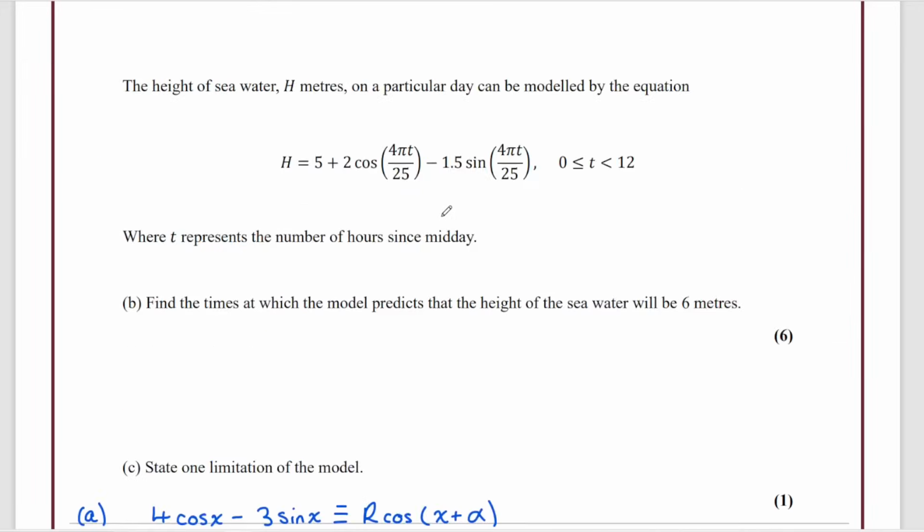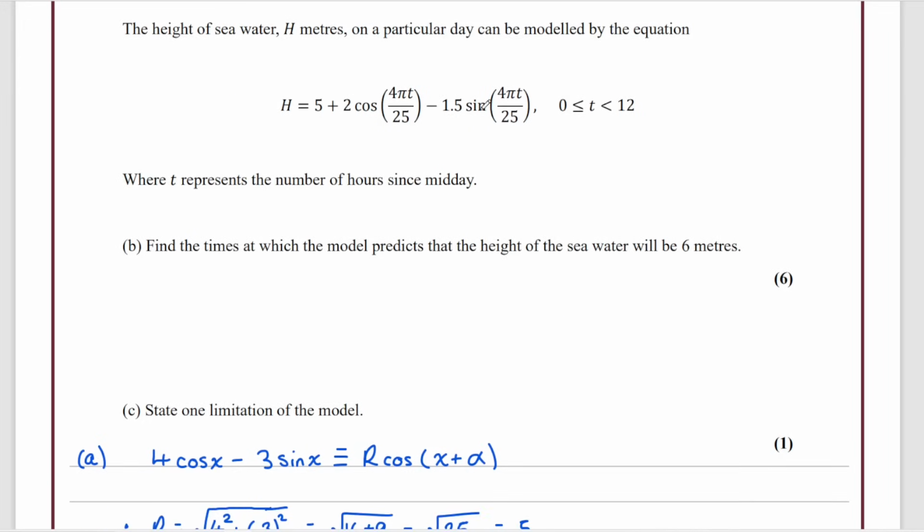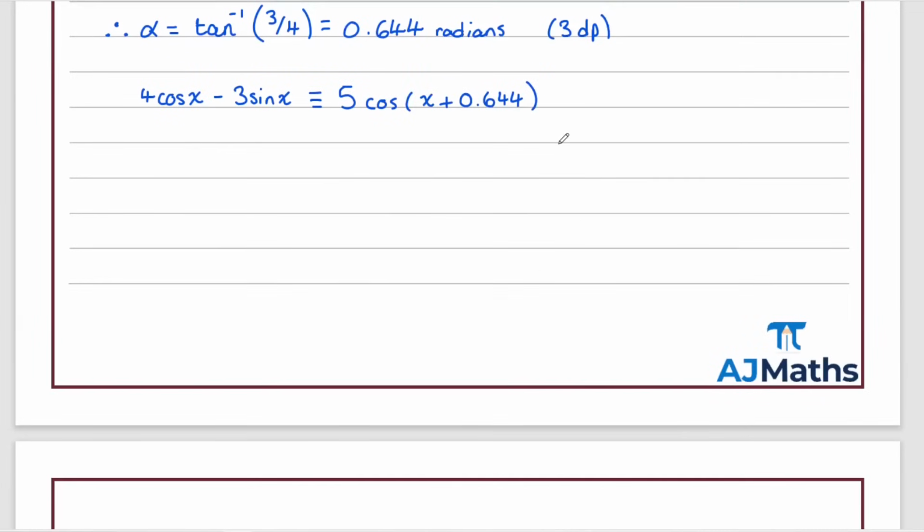Now for part B, let me just scroll back up here. We've got a little bit of information. We're told that the height of seawater, h meters on a particular day, can be modelled by this equation, where t represents the number of hours since midday. Part B says find the times at which the model predicts that the height of the seawater will be 6 meters. Let me start by writing down the equation.